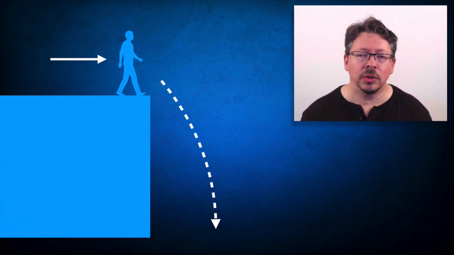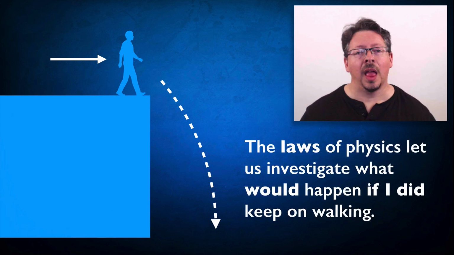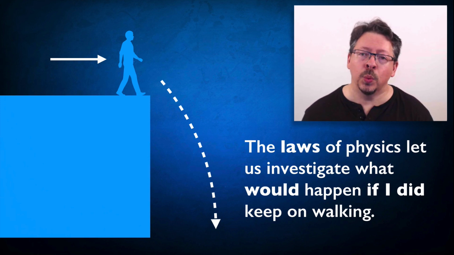Now, why is this true? It's true because it's entailed by the laws of physics. That's an example of a counterfactual inference. In the actual world, I don't walk off the ledge. But the laws of physics let us investigate what would happen if I did keep on walking.